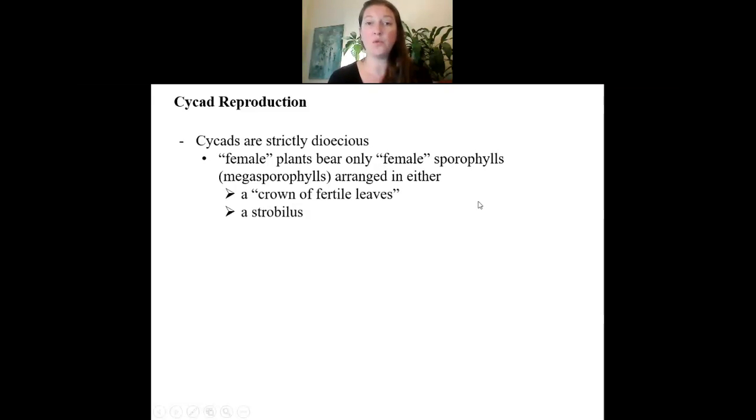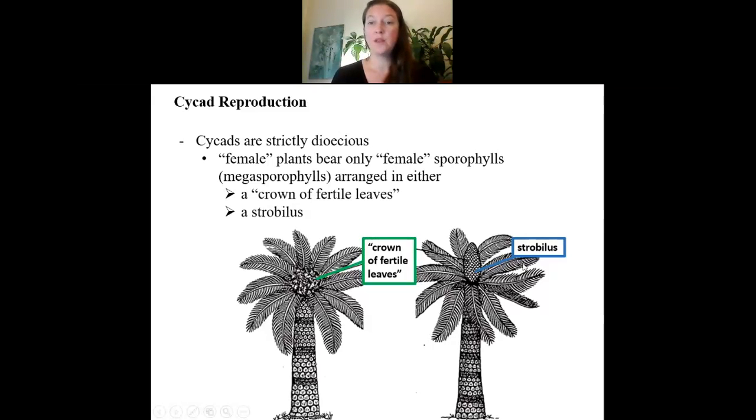The female plants only bear the female sporophylls, right, megasporophylls. And depending on the species, the female plants have their megasporophylls arranged either in a strobilus or in what we call a crown of fertile leaves. And we'll see what that looks like here. On the right is an example of a female plant whose megasporophylls are arranged in a strobilus. On the left is a female plant whose megasporophylls are arranged in a crown of fertile leaves. We'll look at what the leaves look like on the following.